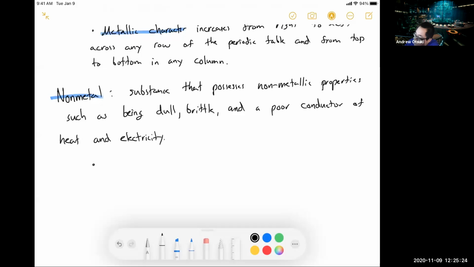Non-metals tend to form covalent compounds. So we'll talk more about that later, but they form covalent bonds, and they form monatomic anions.